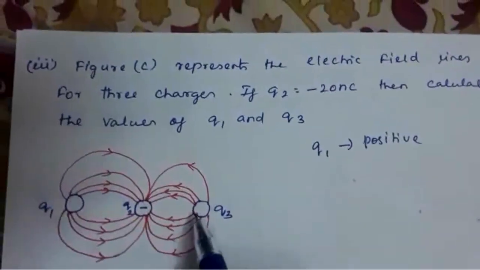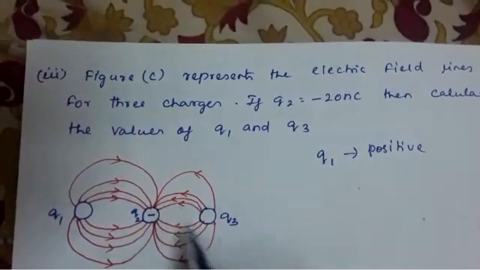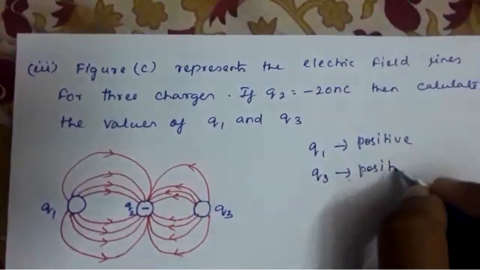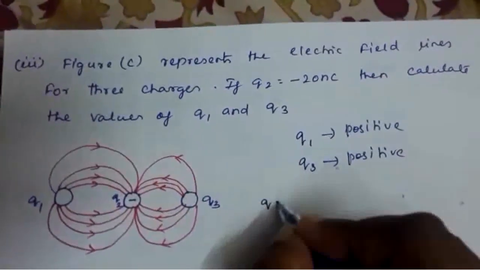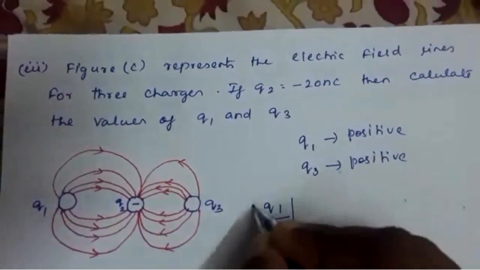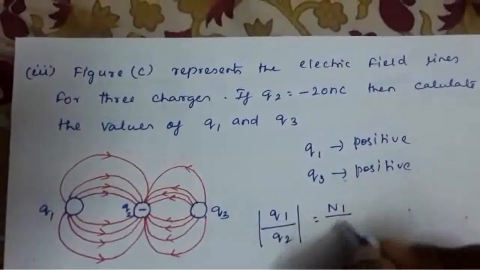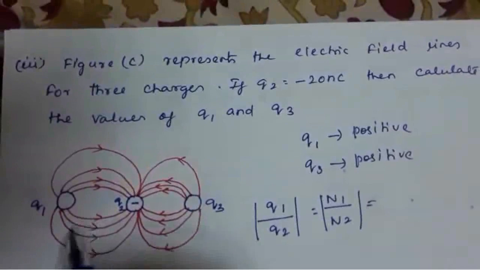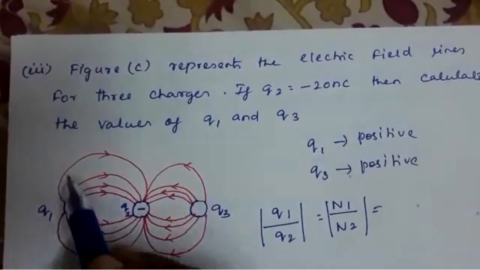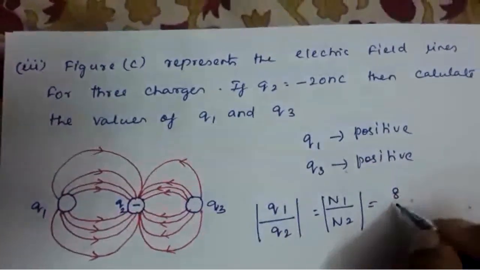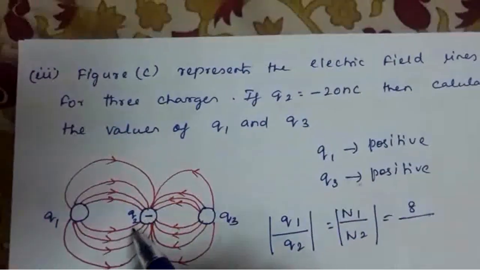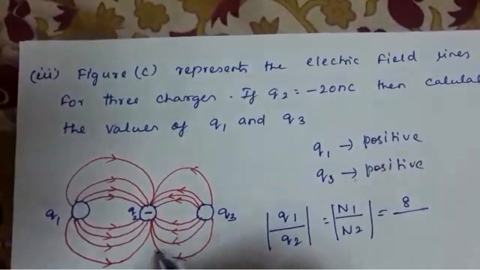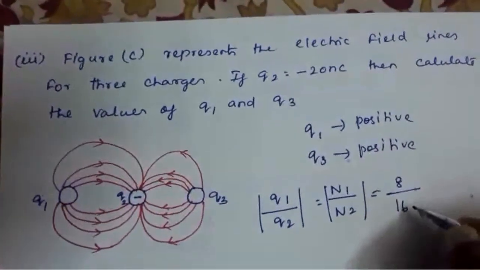Here it is starting from Q3 and ending at Q2. So Q3 is also positive. Now we have to calculate Q1 by Q2. So modulus of Q1 by Q2 is equal to N1 by N2. What is N1? The number of lines in Q1. Here it is 4, here it is 4, 8. Divided by N2. Here 4, 4, 8. 8 plus 4, 12. 12 plus 4, 16. It is 16.